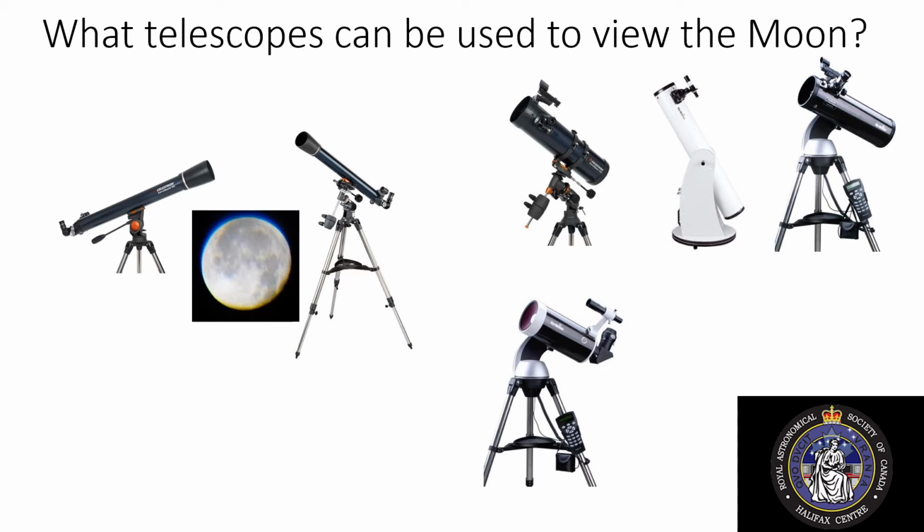Then we have reflector telescopes. The most common type is a Newtonian telescope. Here you have a large mirror at the back, and it reflects the light that comes down the tube up to a secondary mirror, which reflects it into the eyepiece at the front of the tube. Newtonian telescopes can be mounted on many different kinds of mounts. So here we have a German equatorial mount. The second one is called a Dobsonian mount, and this one is called an alt-azimuth mount. All of them work fine for viewing the moon.